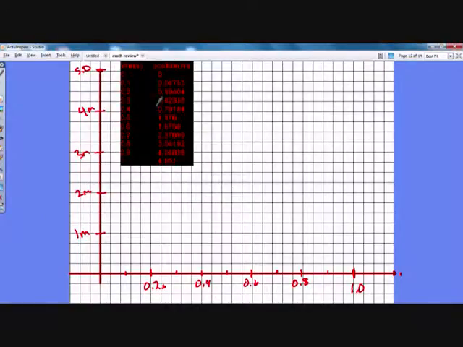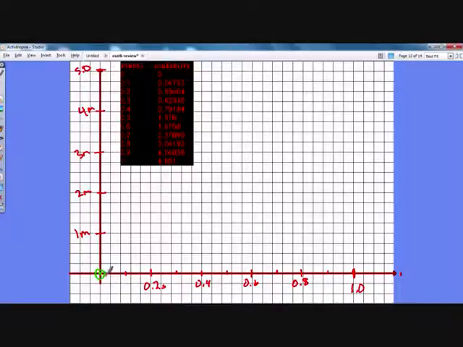Now that we have our scale set up, we are ready to actually plot these points. We're going to start with our first one, which is fairly self-explanatory, 0, 0. There's 0, 0. We place our point, and then we add a point protector.